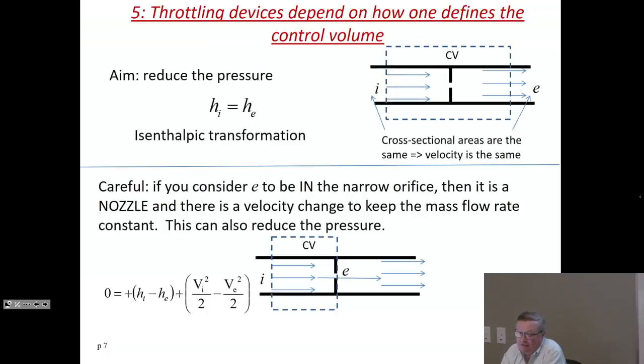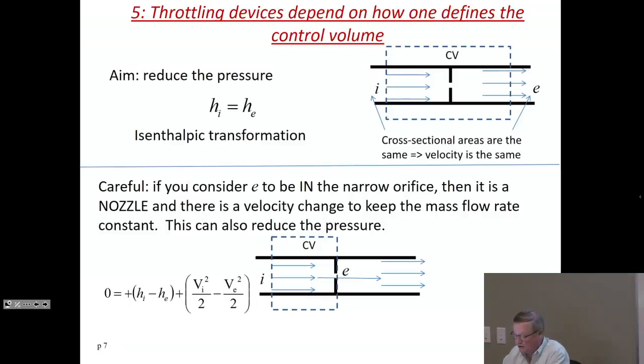Now, we have to be careful when we talk about throttles. So clearly, a throttle is designed to lower the pressure at the same enthalpy. But we derive this as an isenthalpic transformation because we defined the control volume in this fashion, so that the cross-section at the entrance and the cross-section at the exit be the same. You could, of course, have defined your control volume here, where the cross-section at the entrance is here, but the cross-section at the exit would be here. So it's exactly the same device, but you change the definition of the control volume.